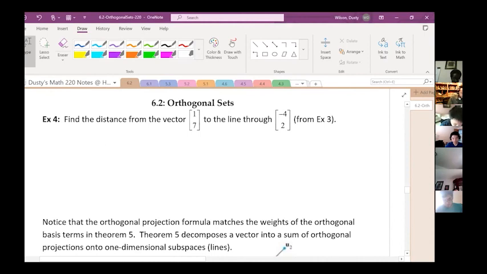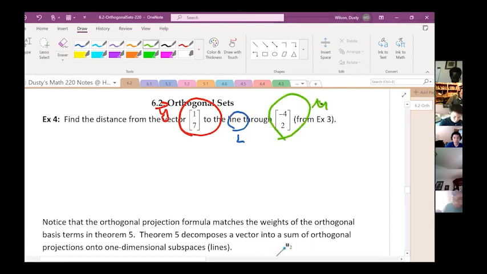So example 4 asks us to find the distance from the vector (1, 7). Remember, this was our y vector, to the line through (-4, 2). This is that same line that we had before, L, and the (-4, 2) was our u vector.